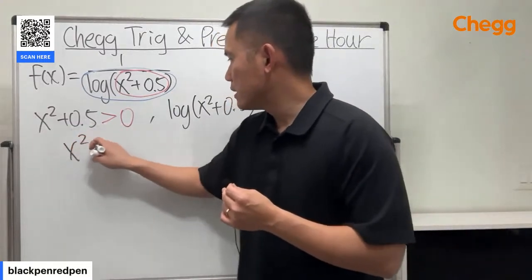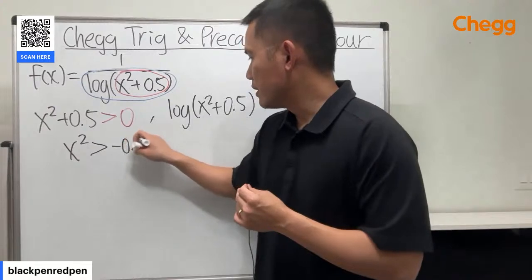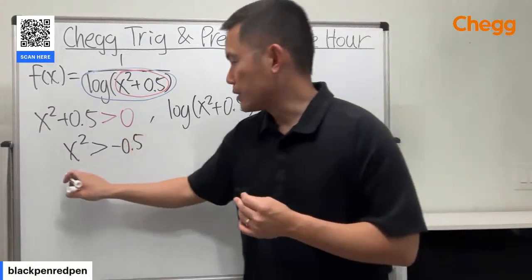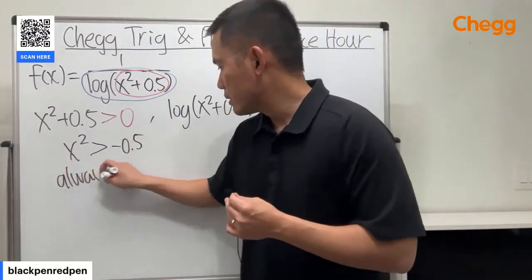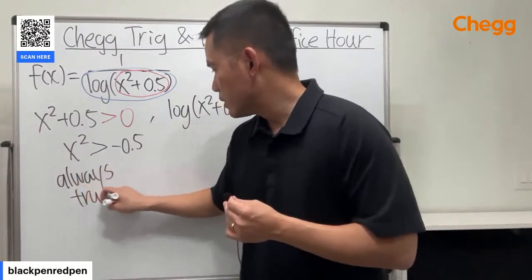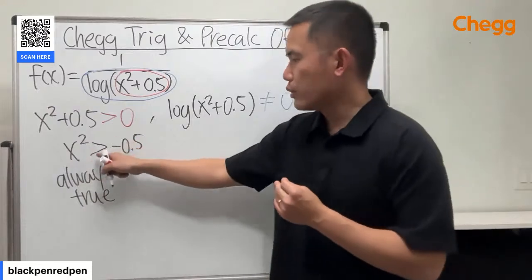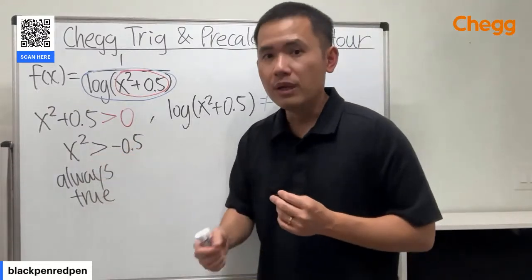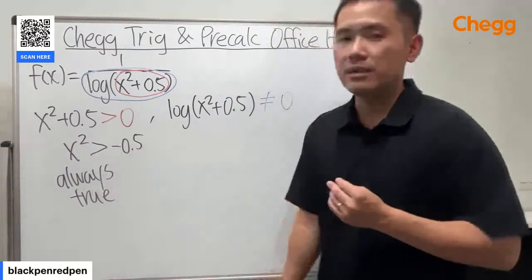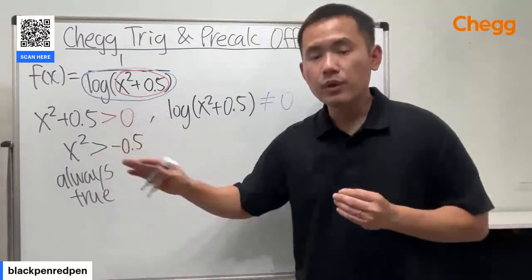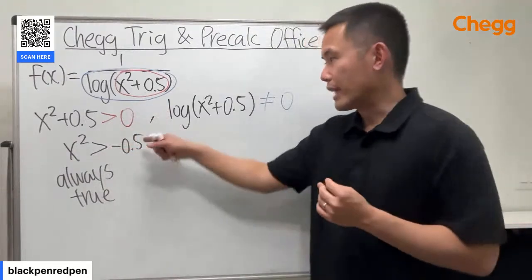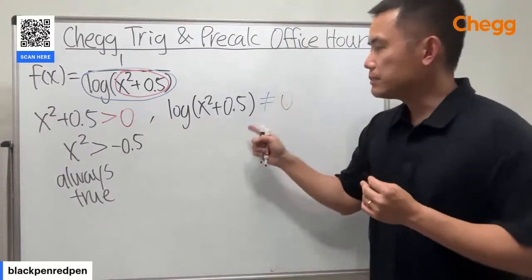Right here, if you subtract 0.5 from both sides, you get x squared greater than a negative number. And this right here is always true. Because when you have a real number squared, it's always going to be greater than or equal to 0. Thus, it's greater than a negative number. So this right here is always true, meaning you have no worry for that part.